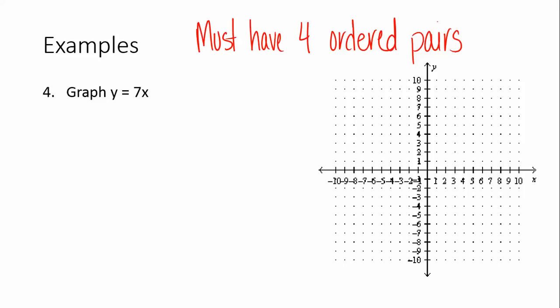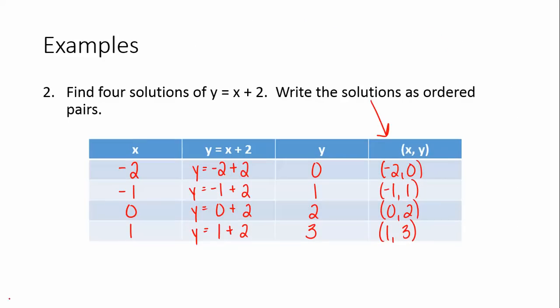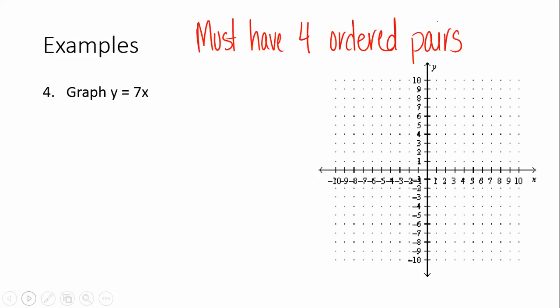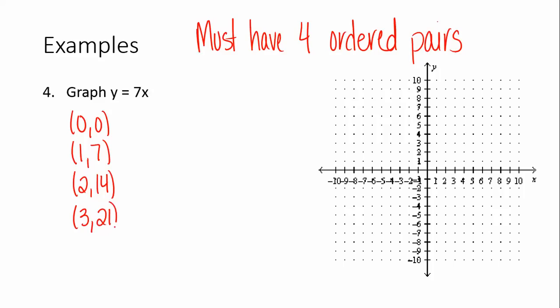Now you may notice that the first equation we've chosen, y equals 7x, is from example 1. So instead of us recreating and making a new table, let's use the solutions we had from number 1. So I need to go back to number 1, and I want to copy down these solutions to number 4. So the ordered pairs we found were (0, 0), (1, 7), (2, 14), and (3, 21).